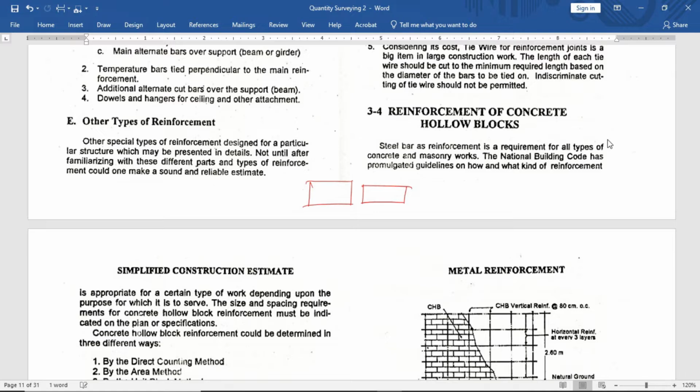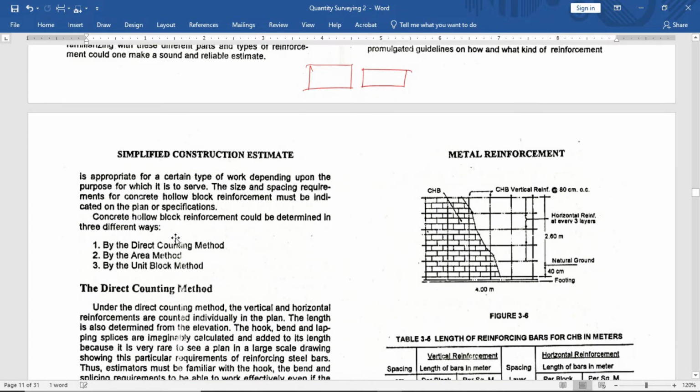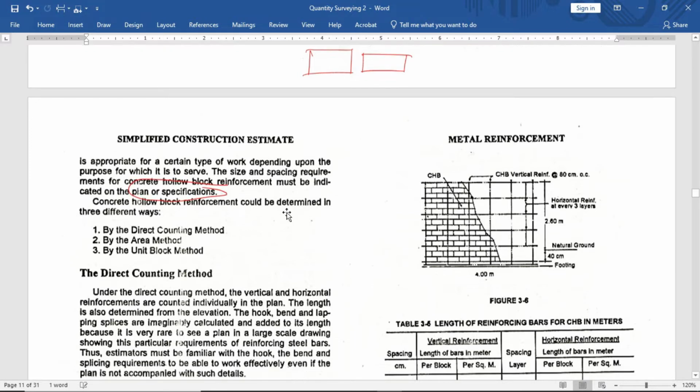So, mag-base pa rin tayo sa National Building Code. The National Building Code has promulgated guidelines on how and what kind of reinforcement is appropriate for a certain type of work depending upon the purpose which it is to serve. So, the size and spacing requirements for concrete hollow block reinforcement must be indicated on the plan or specifications.